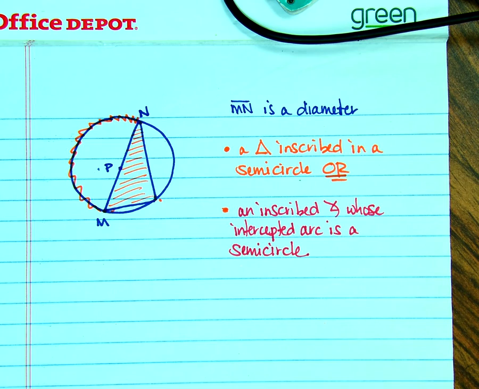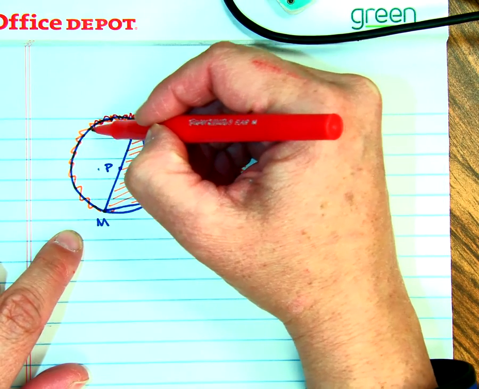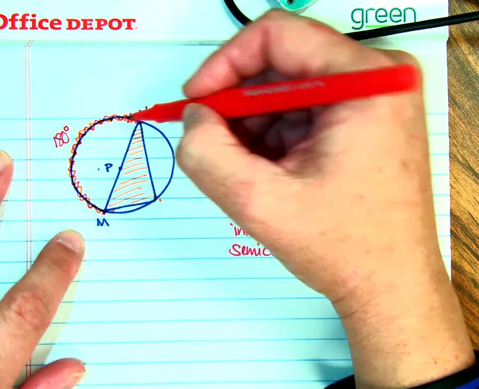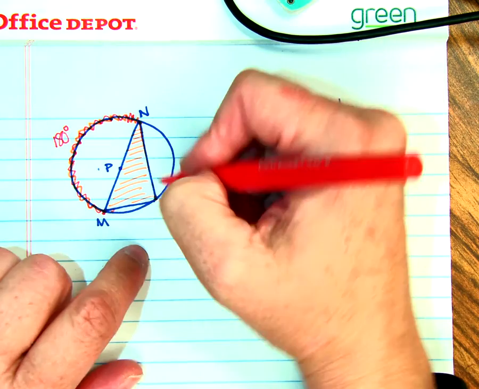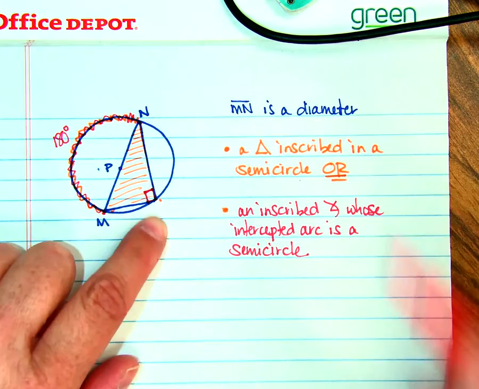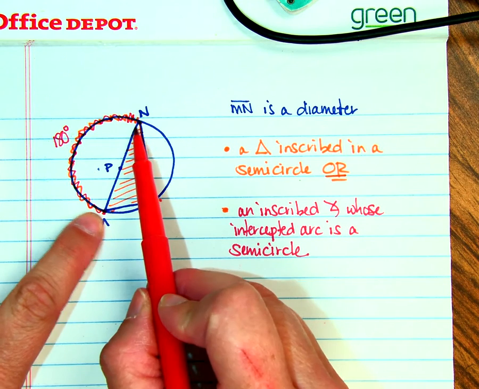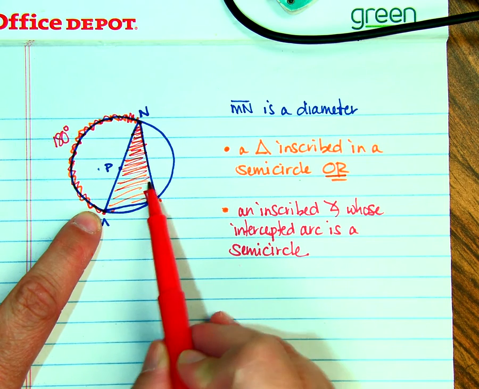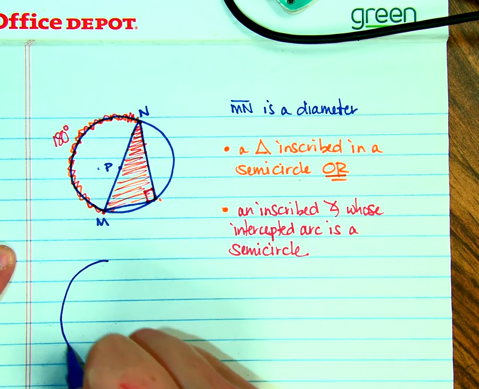So if we go back off of what we just did, if this intercepted arc equals 180 degrees, then I know the inscribed angle is half of that. So that makes that a right angle. Or you can look at it as any time that you have a triangle inscribed in a semicircle, it's going to be a right triangle. So I want to show you what happens.